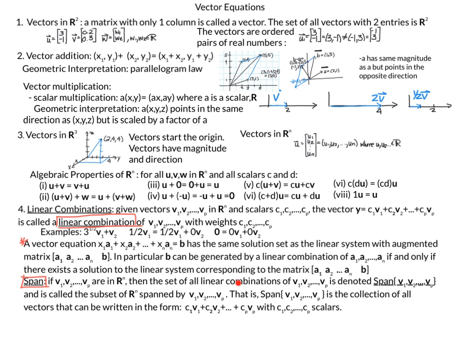Another way of expressing this definition is that the span of these p vectors is the collection of all vectors that can be written as a linear combination of those vectors.